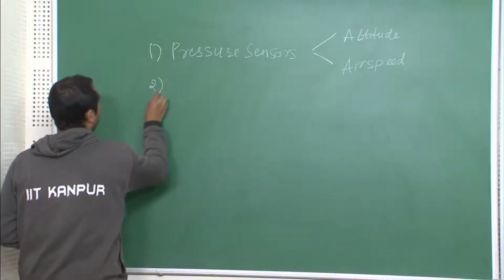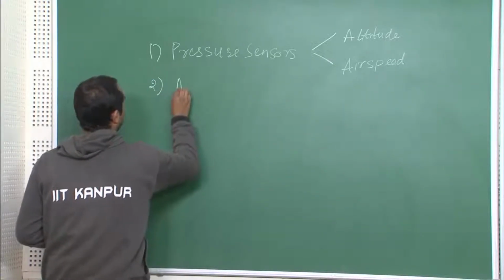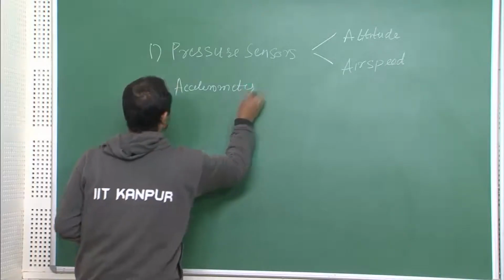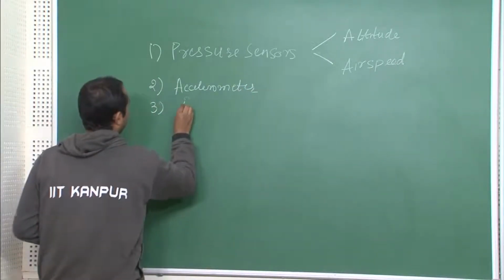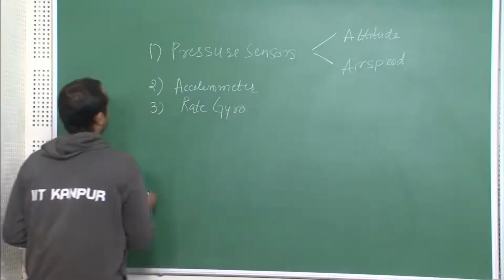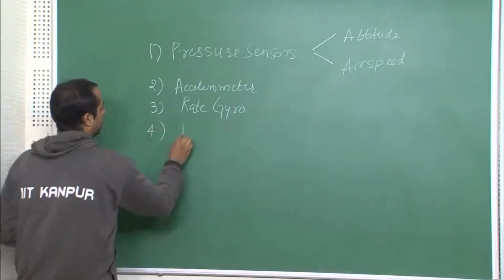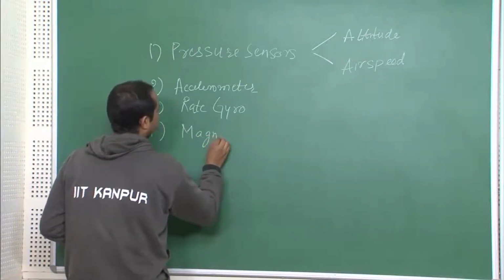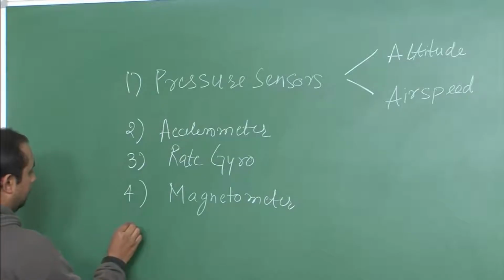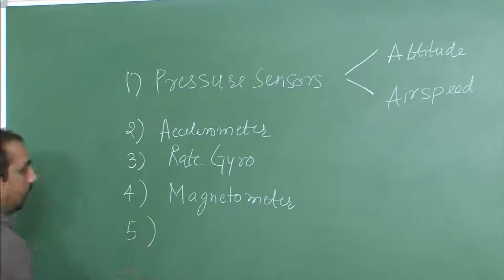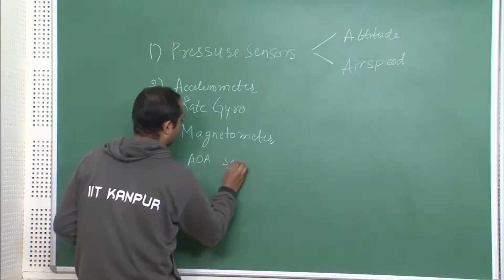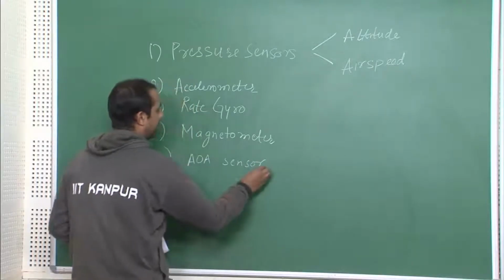The second sensor which we will be concentrating on is accelerometer. Third, rate gyro. We will be seeing what is the importance of magnetometer. Then we will see how angle of attack sensor works, and why it is needed.